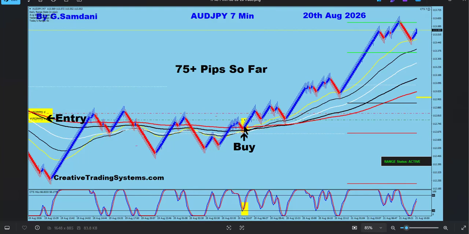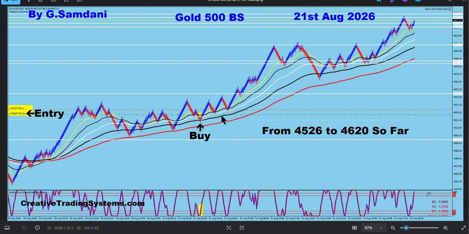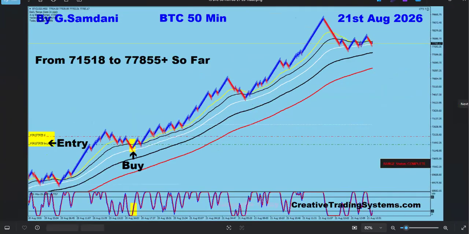Aussie yen, again, same thing here, right? And when yen is getting weaker, all yen pairs will go up. So gold, you can see it from 45.26 to 46.20 on the 21st. And then the Bitcoin on the 21st is also buy orders right there. It's from 71,500 to 77,800 plus, right? So these are the trades. They are going to the upside.